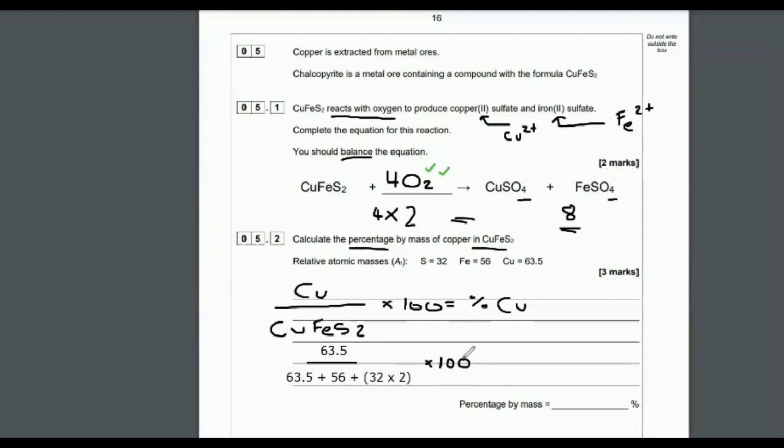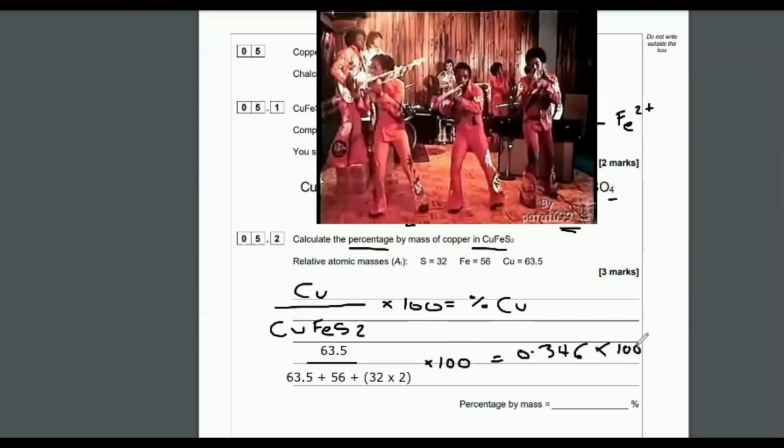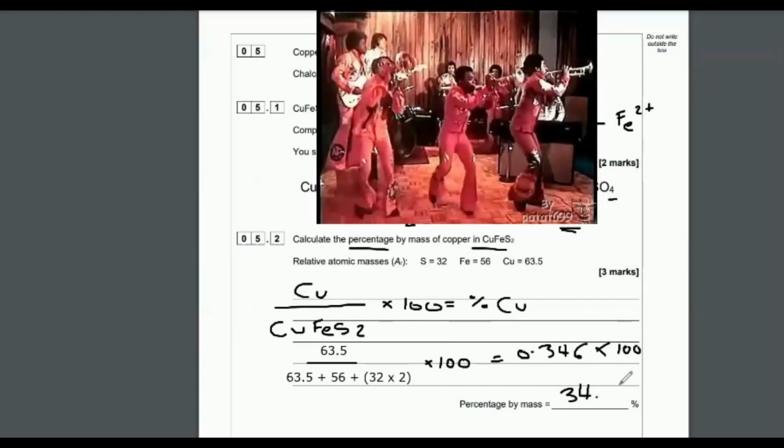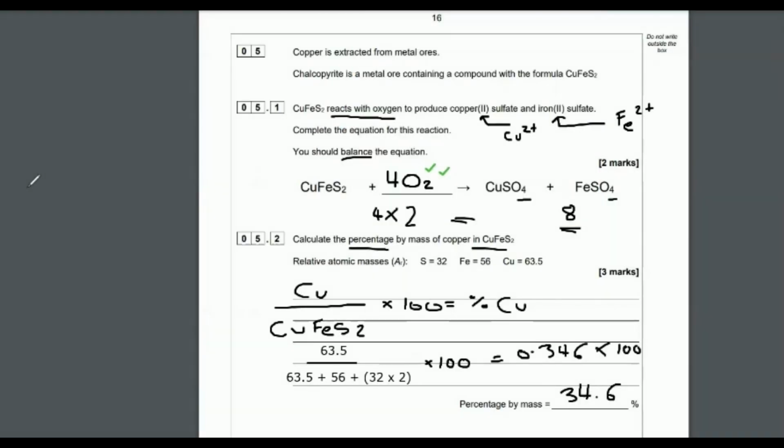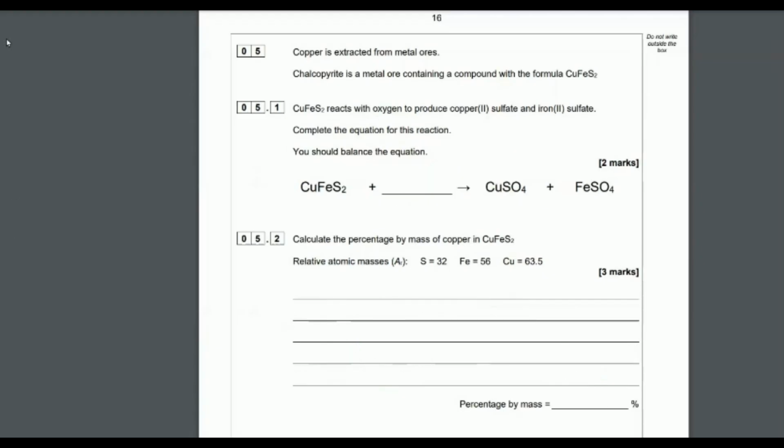So this is going to give us something like 0.34. And then we're going to multiply by 100 to work out the actual percentage of copper within that molecule. And once we times 100, we get 34.6%. And that's your answer for 3 marks for 5.2.